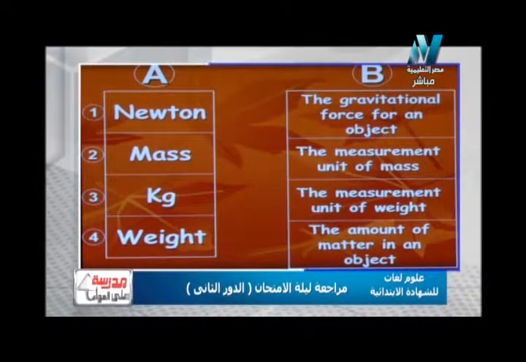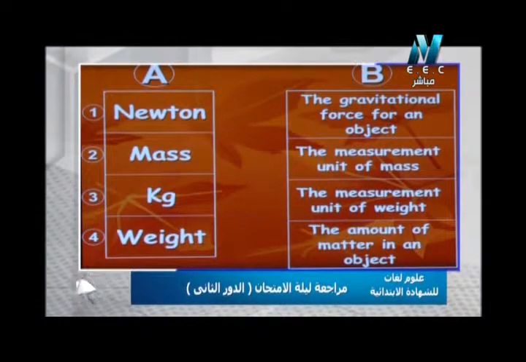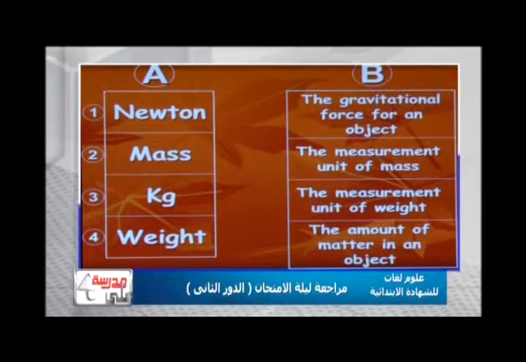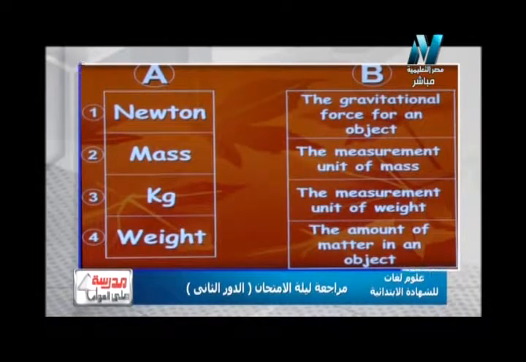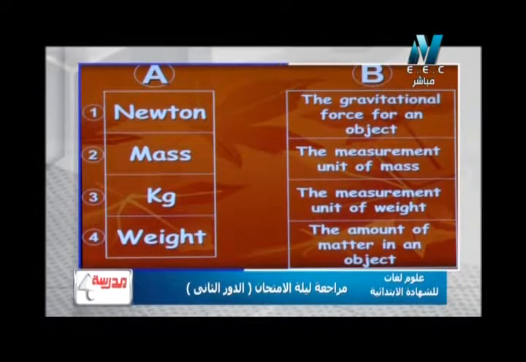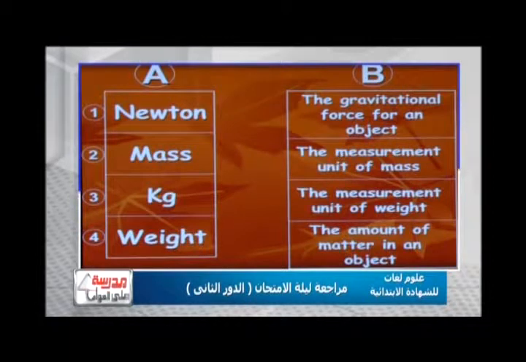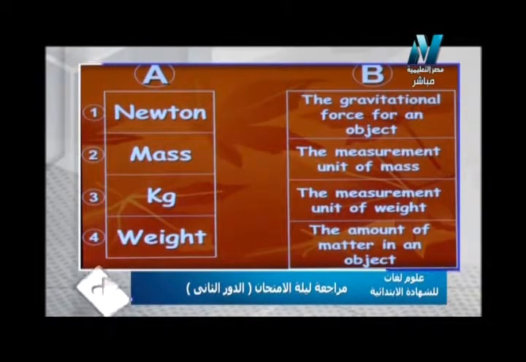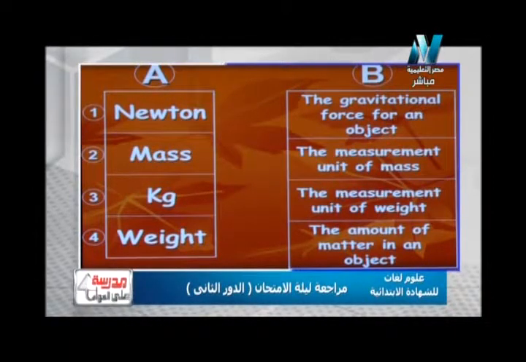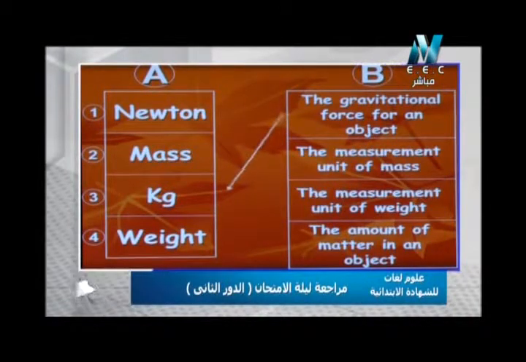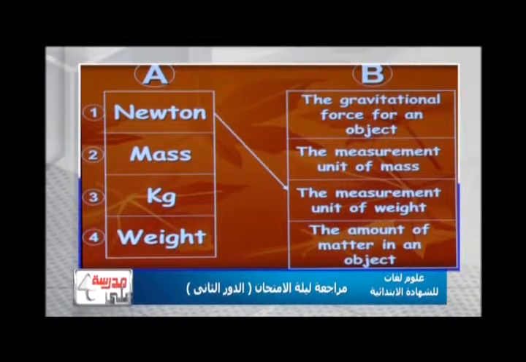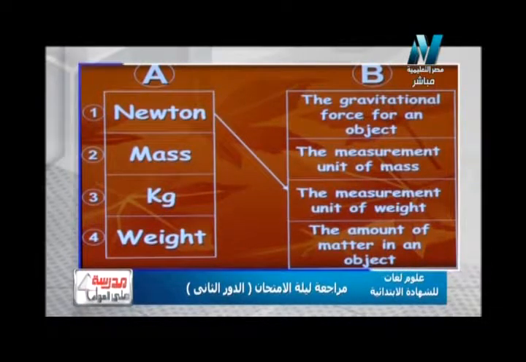The second column contains 4 sentences. First sentence is the gravitational force for an object, the measurement unit of mass, the measurement unit of weight, the amount of matter in an object. So let's start with Newton. Newton is a very easy word because we know that Newton is the measuring unit of weight. So surely I will choose Newton with the third sentence, الجملة الثالثة, is the measurement unit of weight.